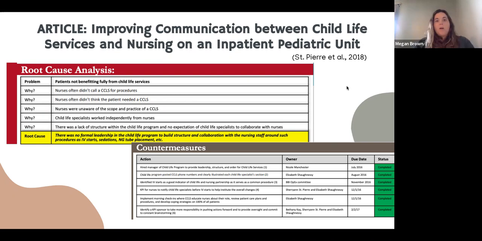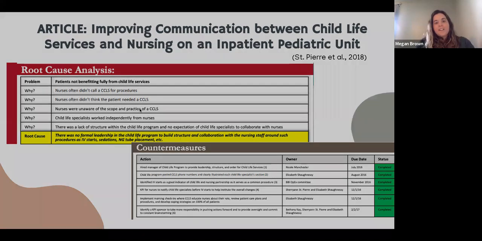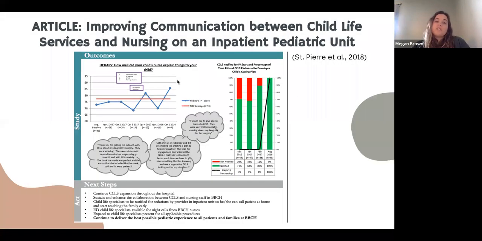And if we look at their outcomes, you can see drastically in 2018 on the survey, how well did your nurse explain things to your child? It went up. There was lots of great feedback about the child life specialists and how helpful they were in the process as well. And then August 2018, 100% of the time that there was an IV start, a child life specialist was called and included in the procedure.